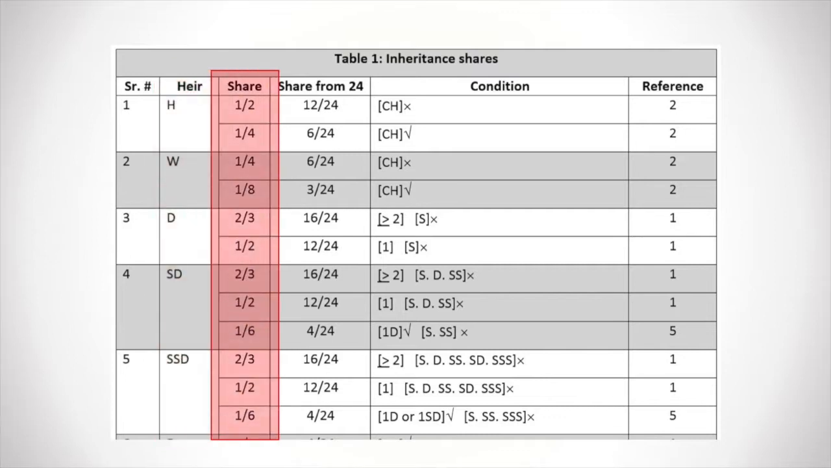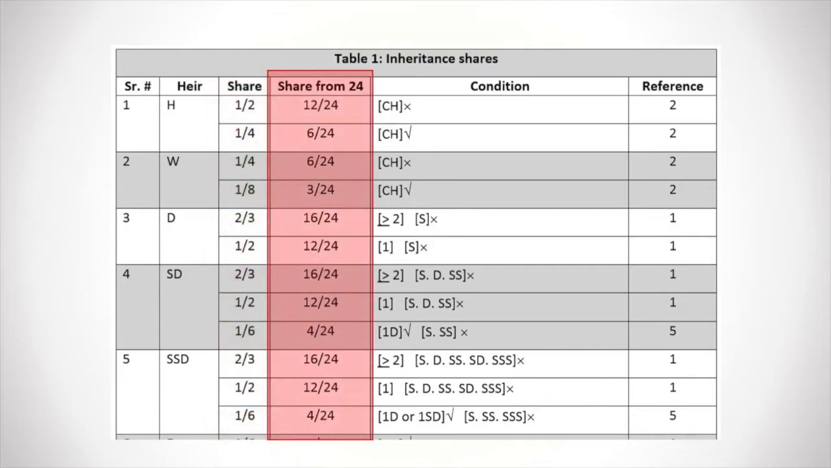The next column is the share. So this is the fraction that is prescribed to them in the actual number. So if it's 1 over 2 or 1 over 4, 1 over 8, 2 over 3, whatever that fraction is, that is mentioned. And the next column is the same fraction converted into a share from 24.